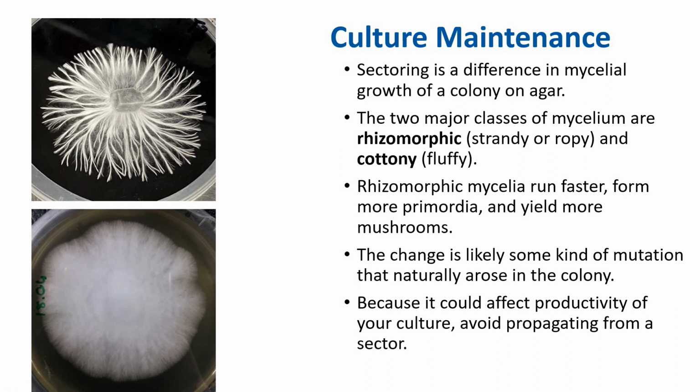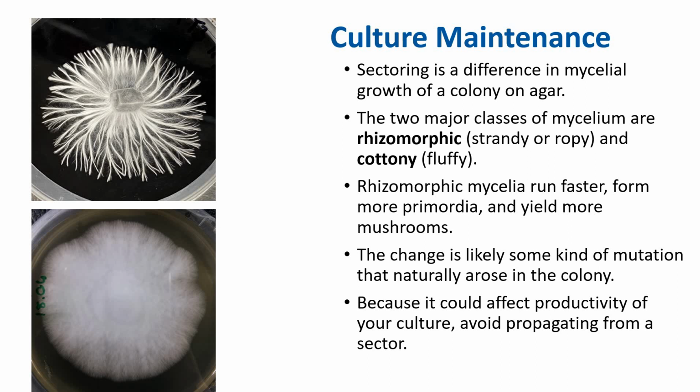Sectoring is a difference in mycelial growth of a colony on agar. It usually appears as a wedge of mycelium that is different in appearance than the rest of the colony. Since the colony grows outward in all directions from its point of origin, in this case more or less the center of the plate, that's likely where you placed a small piece of agar when you transferred your fungus. A sector looks like a wedge or a piece of pie. It may have a different growth rate, color, or texture.